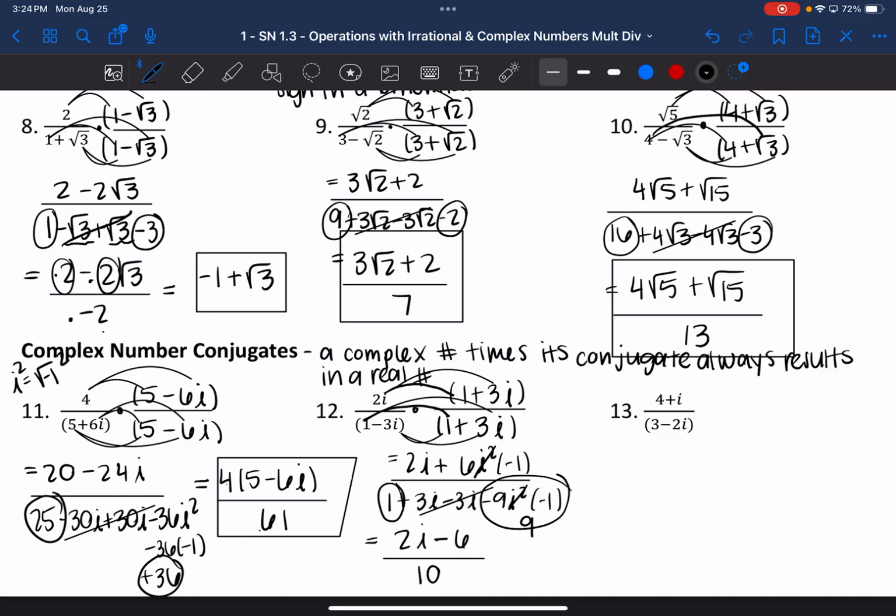Now in this case, all of my numbers here, 2, 6, 10, those are all divisible by 2, so I can simplify a little bit. So 2 divided by 2 would just leave me with i, minus 6 divided by 2 is 3, over 10 divided by 2 is 5.